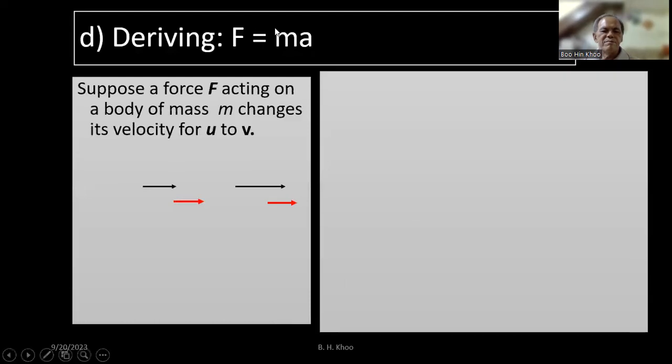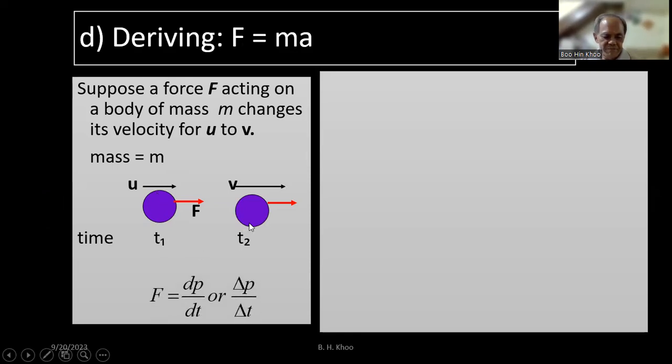Derivation of the formula F equals ma. Suppose a force F acting on a body of mass m changes its velocity from u to v. The body has a mass m, initial speed u, acted on by a force, and then moves a distance, and then the velocity is v. After a certain time, it has a velocity v. The force is acting. This force has not changed. Initially, the time is t1. After t2, the velocity is v.